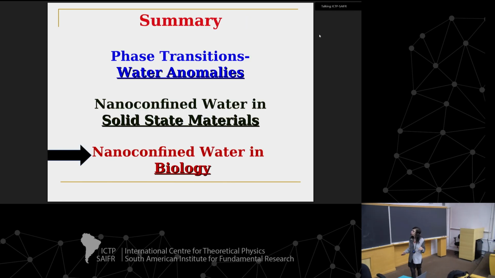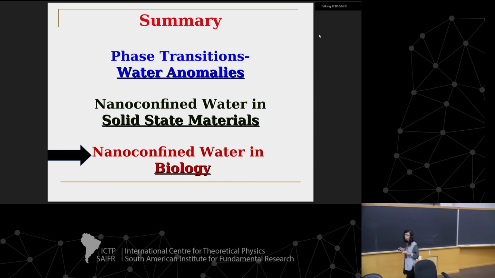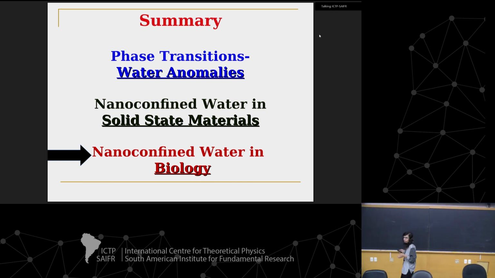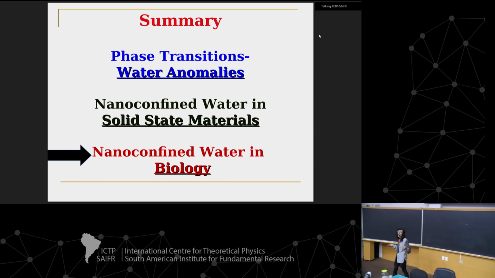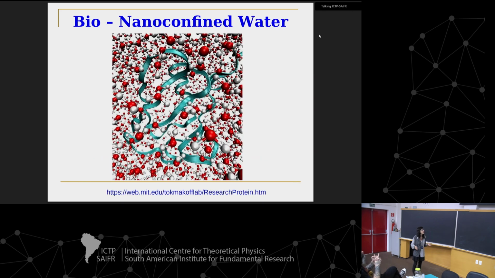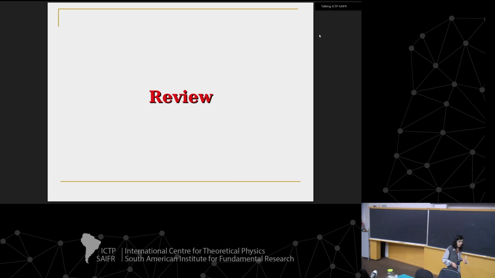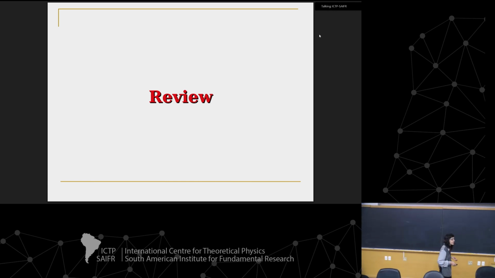So today we're going to talk about another type of confinement, instead of confining in solid state materials like nanotubes or graphene sheets or molybdenum disulfide sheets. We are going to confine in biological systems and ask ourselves, what does change? We are going to see two types of materials. We are going to look at water confined in proteins and in the grooves of the DNA.